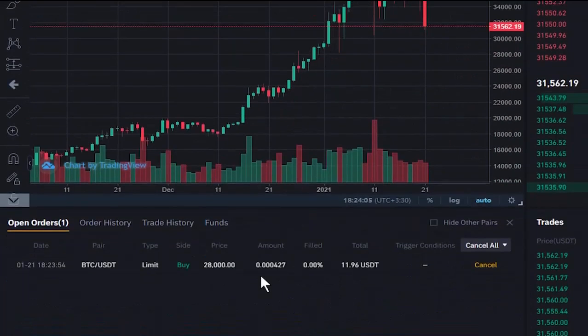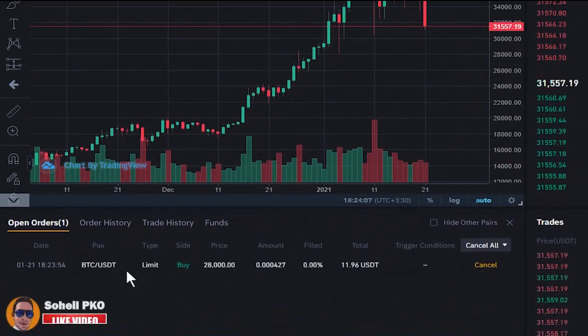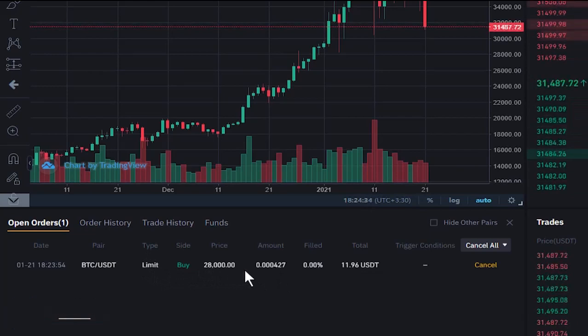You can see here that we have one open order and the information related to this order, like the type, which is limit. It's a buy order. It will be executed at 28,000 or a better price. This is the amount, 0% filled, and this is how much it's worth in terms of Tether.